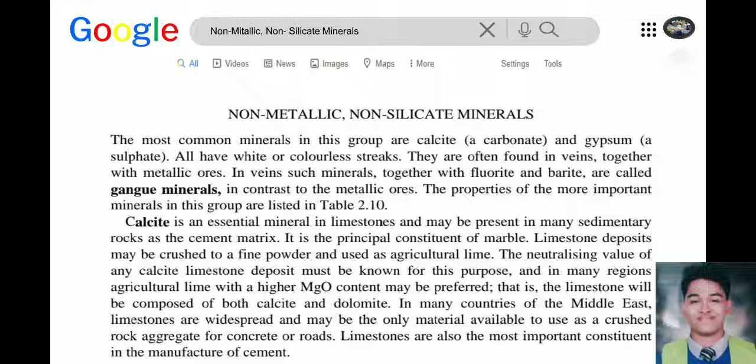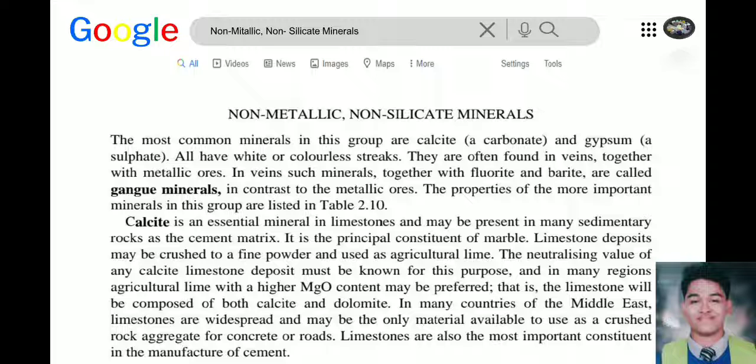The most common minerals in this group are calcite, a carbonate, and gypsum, a sulfate. All have white or colorless streaks. They are often found in veins together with metallic ores. In veins, such minerals, together with fluorite and barite, are called gangue minerals.